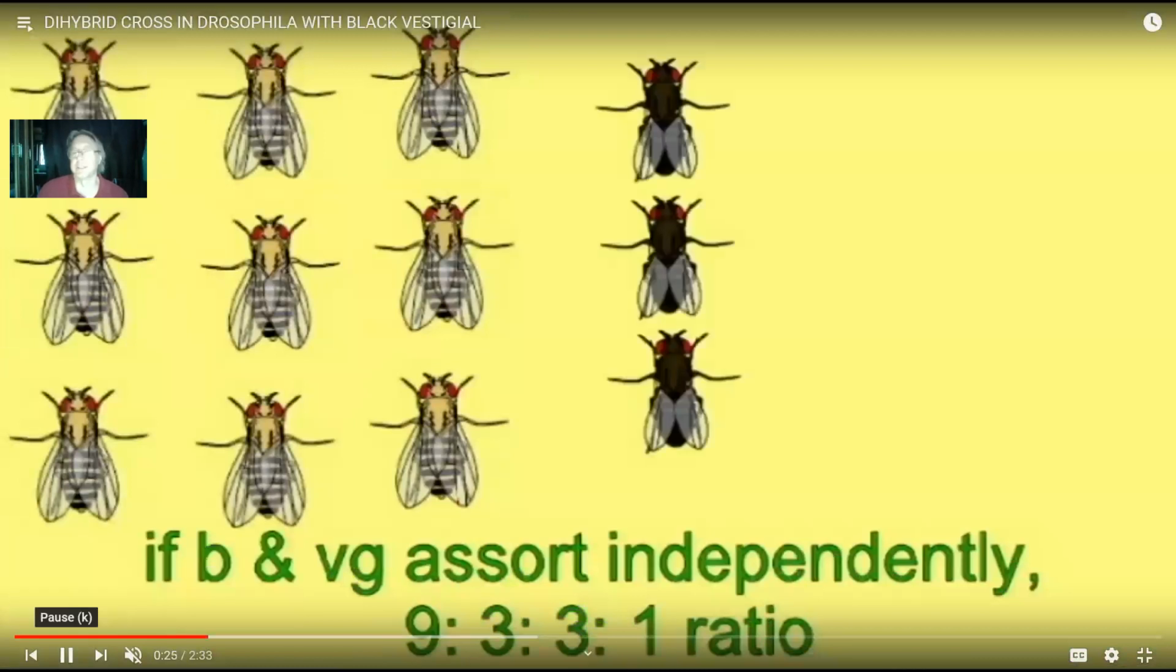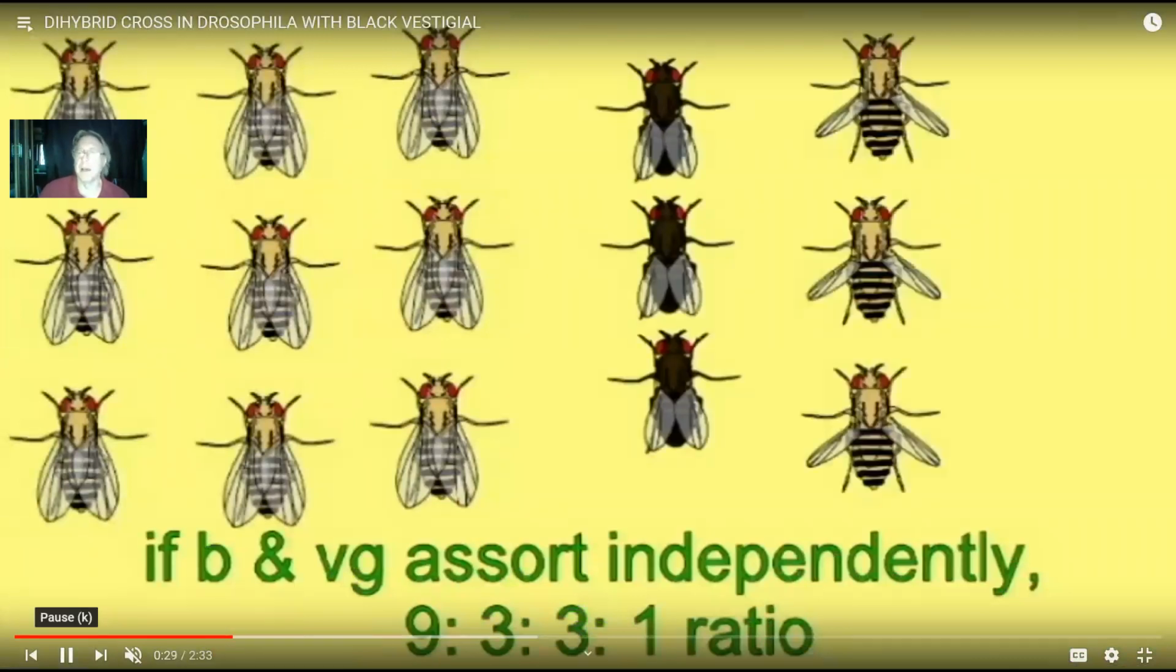So, for example, let's say you're looking at two fly mutations known as black and vestigial, black body and vestigial wings. And you say, are they assorting independently? If you do a cross where you have a parent which is homozygous for both wild type traits and a parent which is homozygous for both mutant traits, you have the next generation, the F1, which are double heterozygotes.